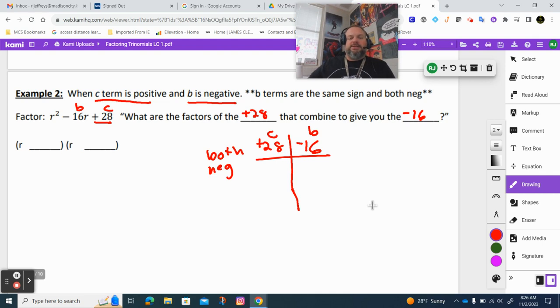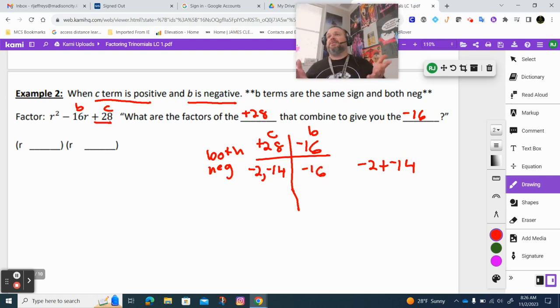Okay, I heard 14 and 2. So negative 2, negative 14. What is negative 2 plus negative 14? Well, that's negative 16. There's our factors. Now, we could have gone on for a long time. You know, we could have said negative 1, negative 28, negative 7, negative 4. Sometimes you might have to go through some of the factors just to find the right ones.